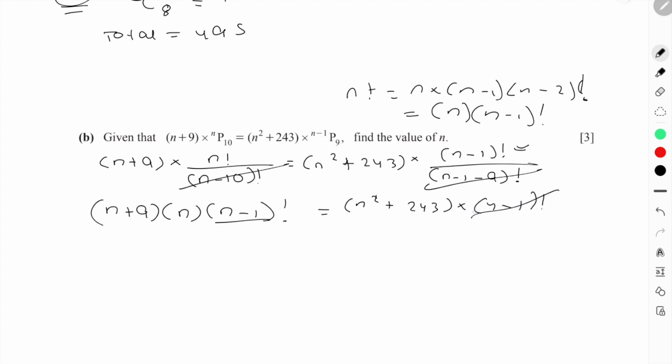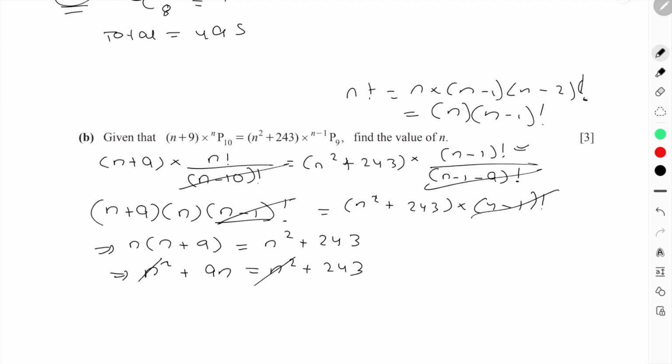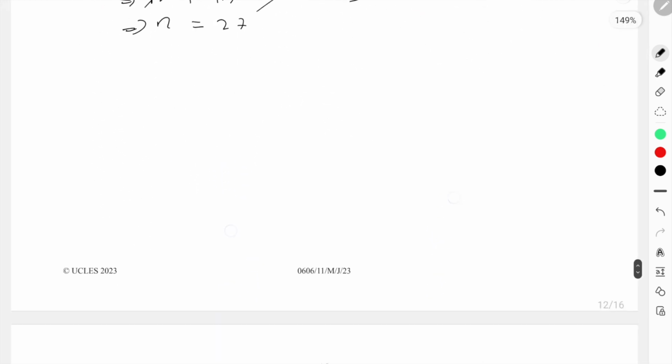And then now let's cancel this, and we are left with n into n plus 9 equals n squared plus 243. We can cancel the n squared, so 243 divided by 9. So n is 27. That's the answer.